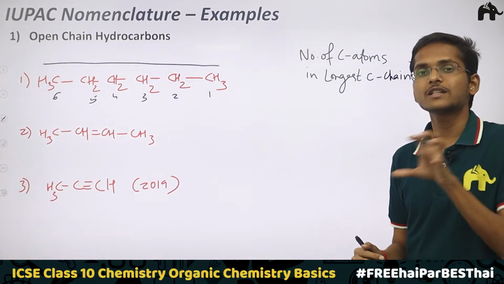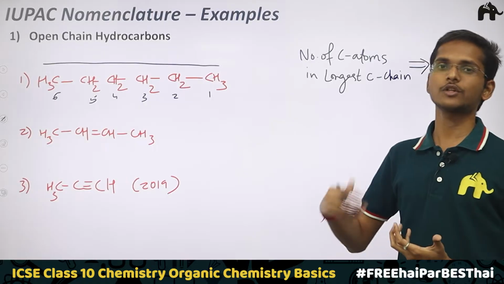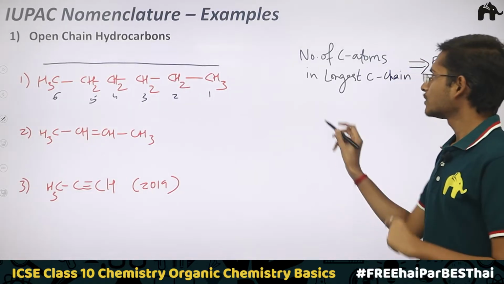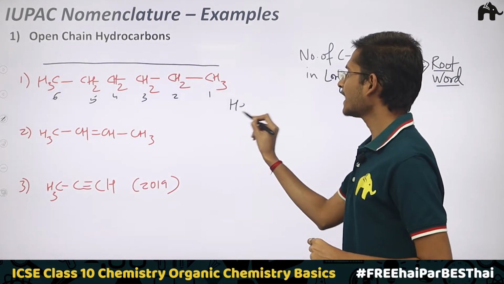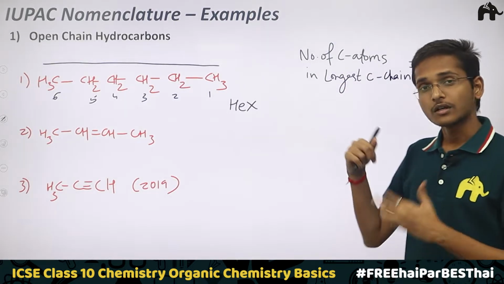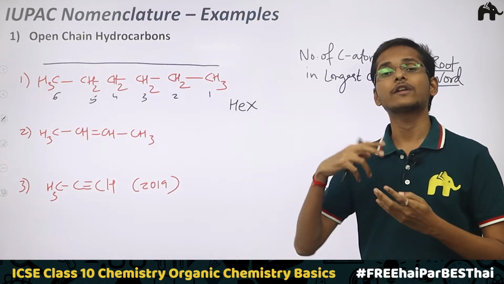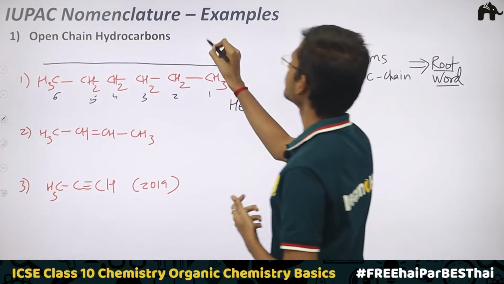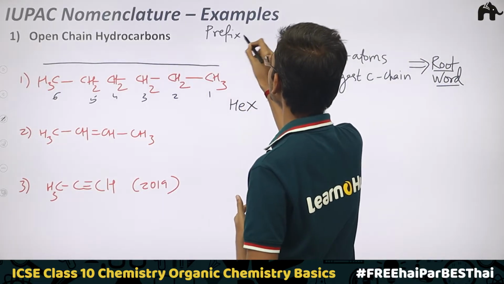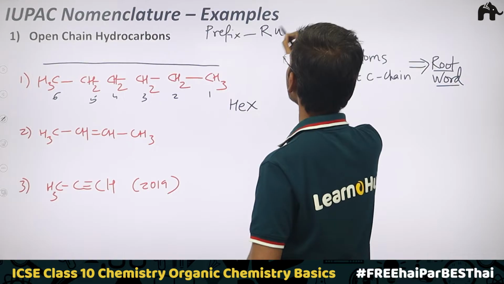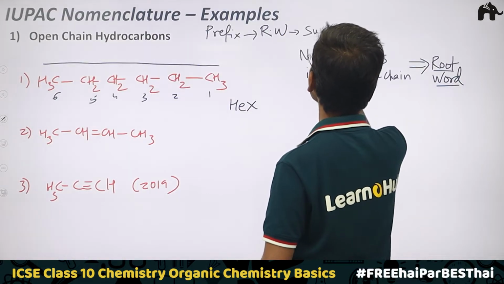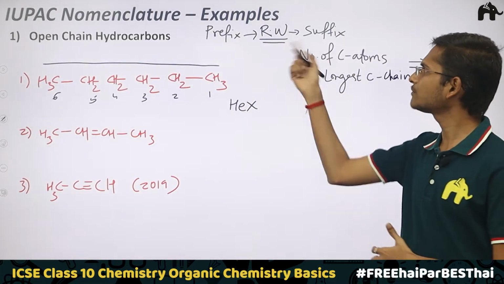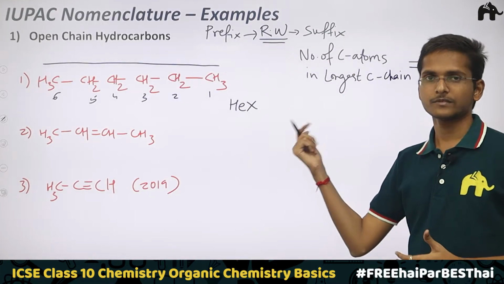So the root word for 6 carbon atoms is hex, right? Try to remember, we have studied it already in the previous video. So I would simply write hex as the root word. Now try to remember, I have told you that an organic compound's name consists of 3 parts: prefix, root word and suffix, right? The prefix comes first, then the root word, and then we write the suffix. So I have jumped directly to the root word, and you should do the same. Always jump to the root word first because it's simple to find.